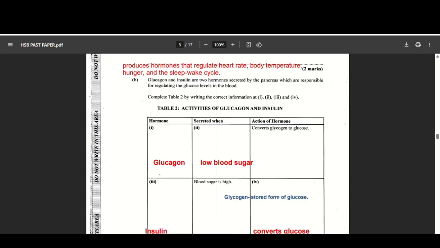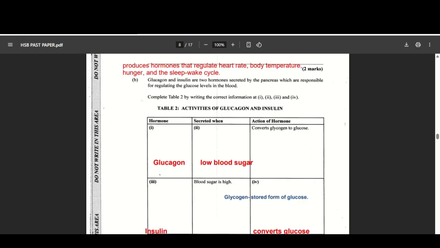The body cannot use glycogen, it's just in the body, right? It's probably like a backup source or something like that, but it's just something that our bodies store. And the glycogen is going to be converted into glucose, and then the glucose will help to raise the blood sugar level, right?